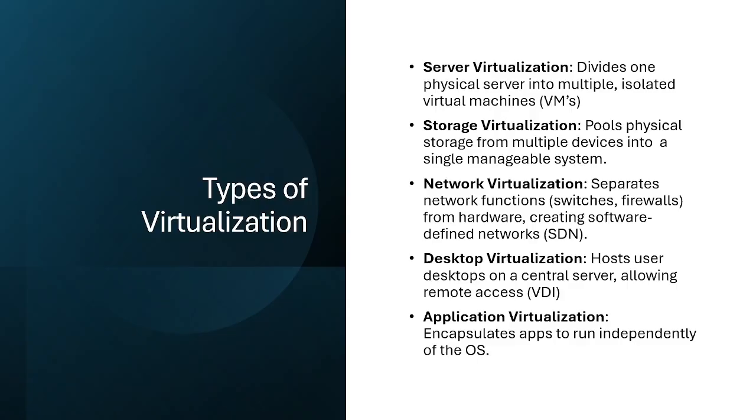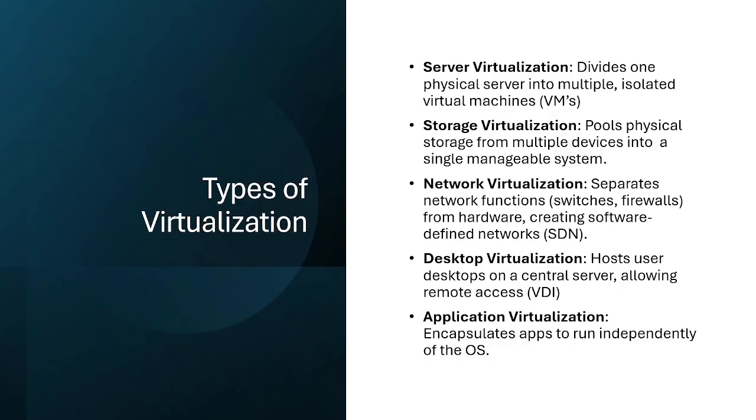The second most widely used virtualization is storage virtualization. This abstracts physical storage from multiple network devices into a single centralized logical pool. Storage virtualization simplifies management, improves capacity utilization through thin provisioning, and allows for flexible data migration across heterogeneous hardware, reducing costs and downtime. Another very popular method of virtualization is network virtualization.